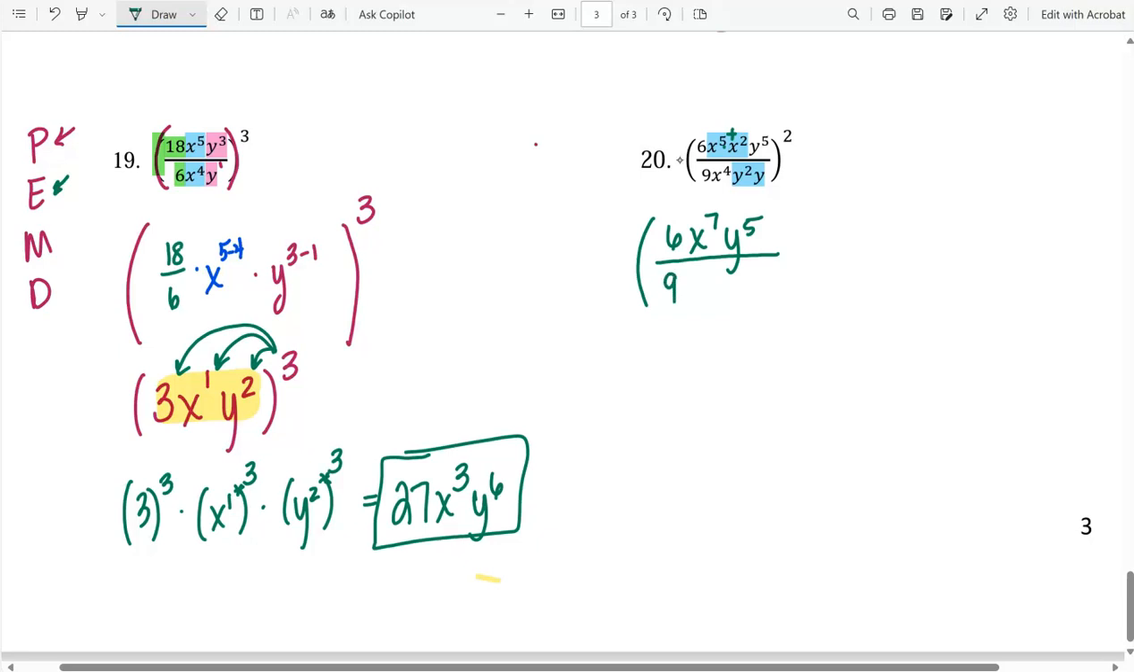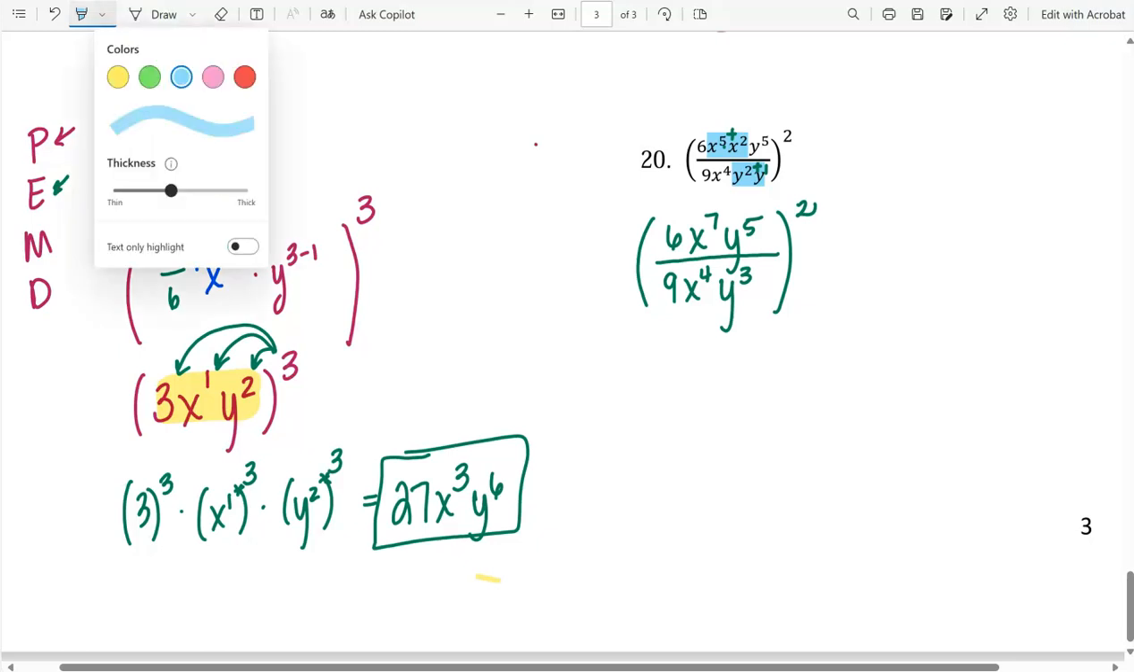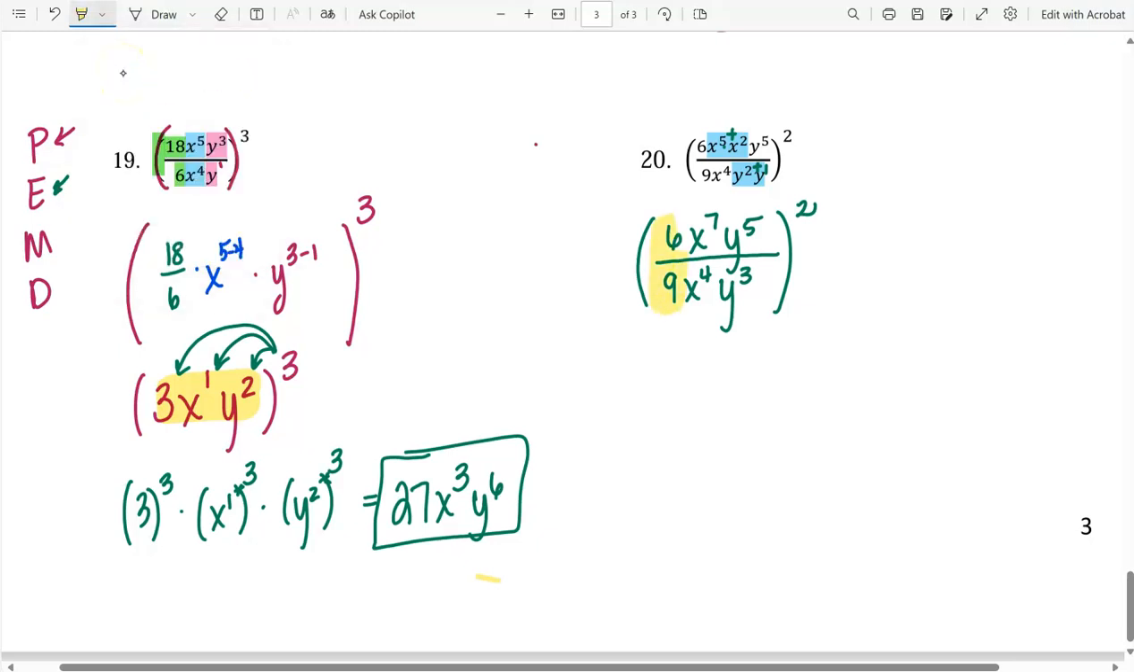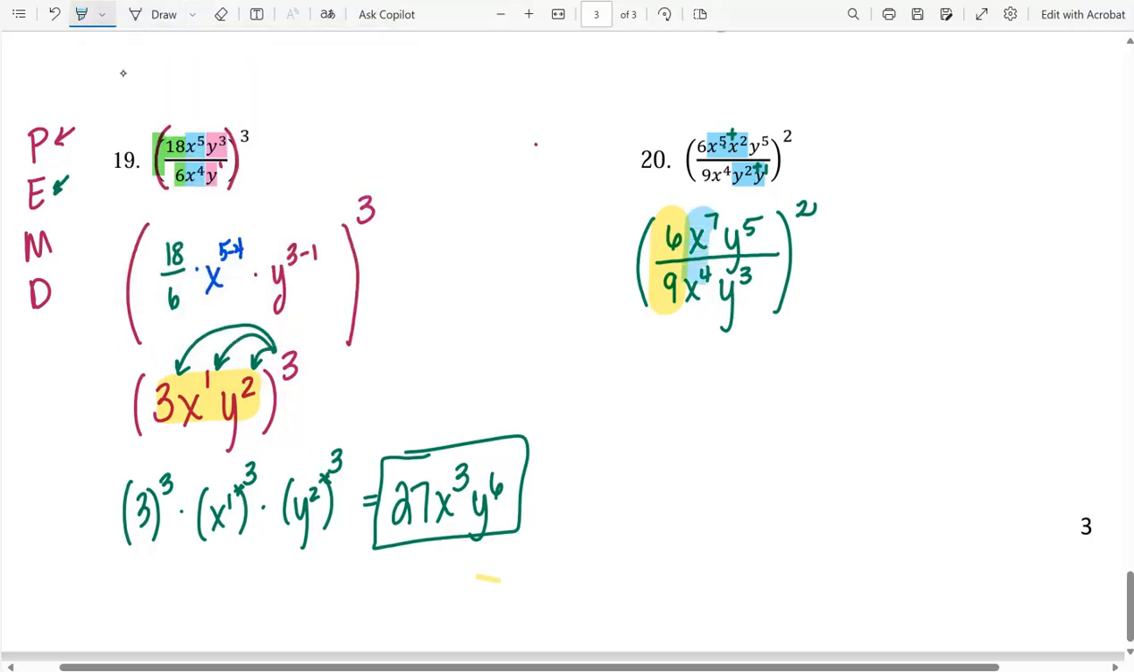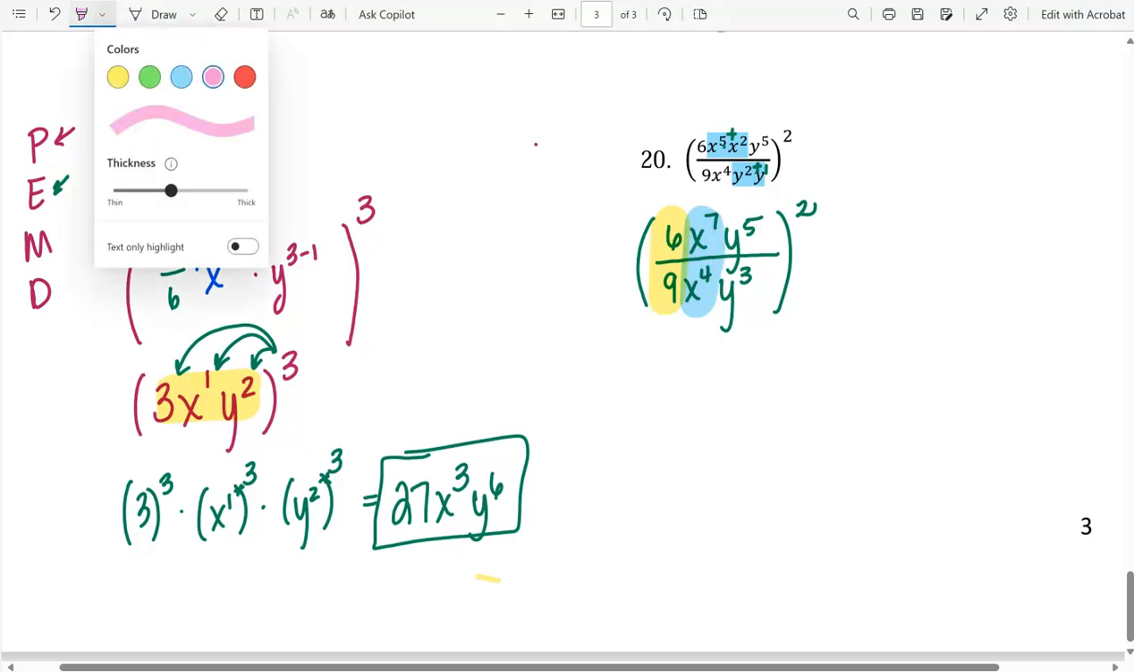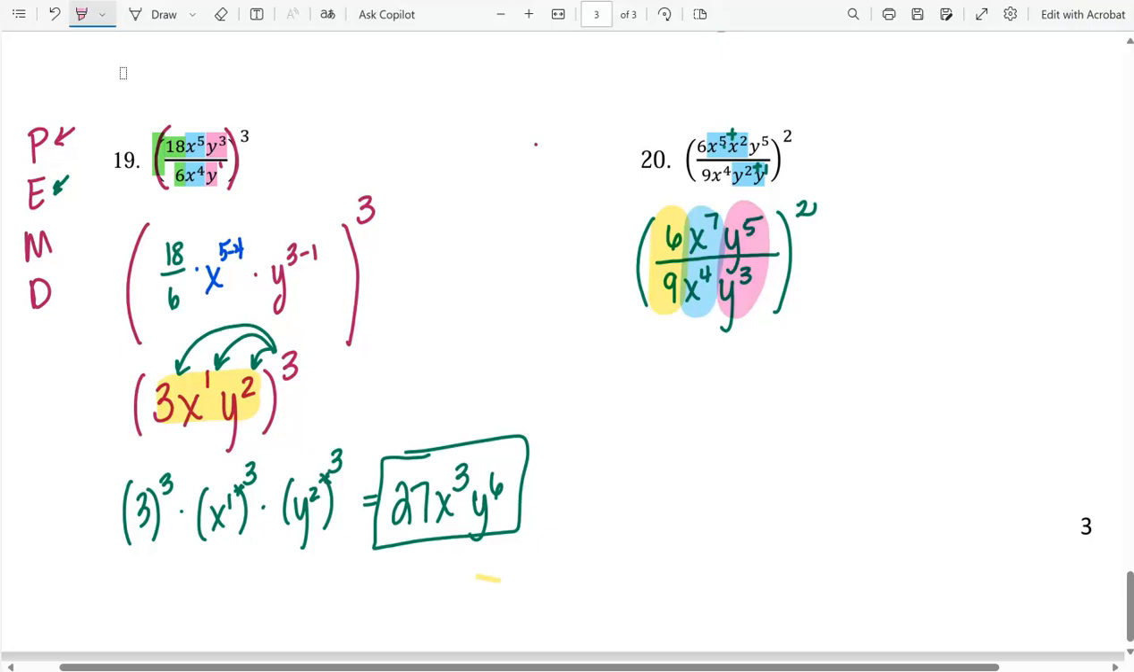On bottom, I have a 9, an x to the 4th, but I also have some y's side by side that I could combine, leaving me with y, 2 plus 1 is 3, y cubed. So I looked across the top, combined. Look across the bottom, combine. Now I'm going to start looking top and bottom. Everything inside of that parentheses, simplify, combine them first. My numbers can combine, my x's can combine, and my y's can combine.